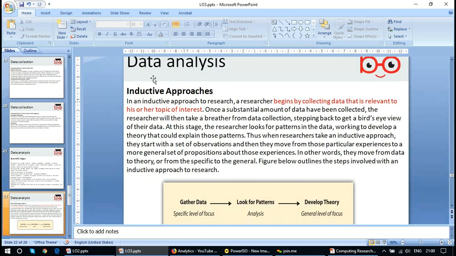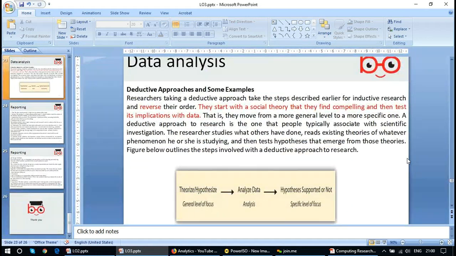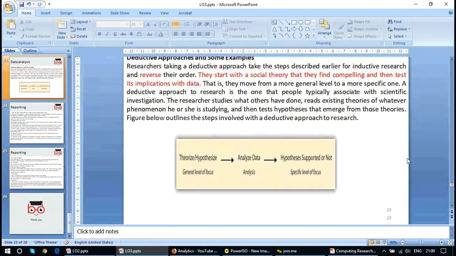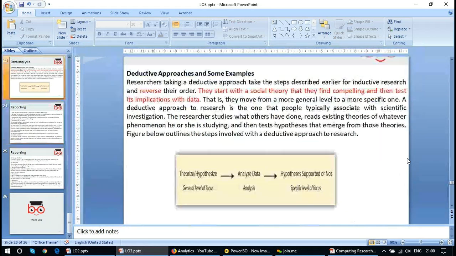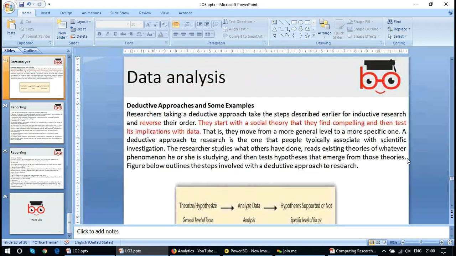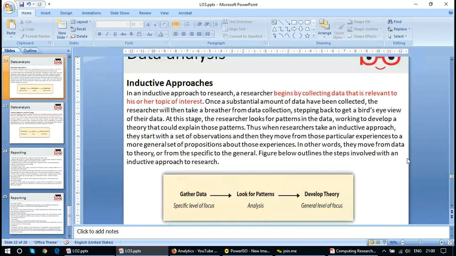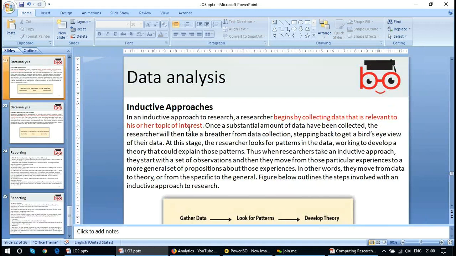Then data analysis. There are two types of data analysis: one is inductive, and another is deductive data analysis, and the last one is reporting. So before I go to that, let me explain the inductive approach first.